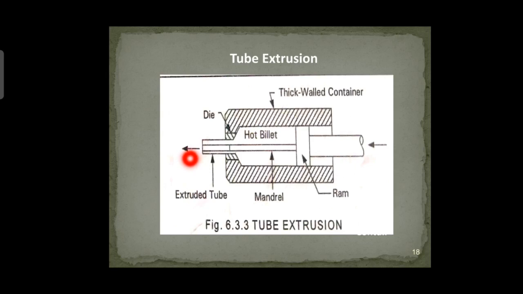And this process, compared with the other two processes you have seen earlier, is a little bit costlier. The expenditure is more compared to when you are producing solid types of products. So tube extrusion is a costlier process, but it can produce not only the hollow type, but a variety of shapes that cannot be produced economically by any other process.